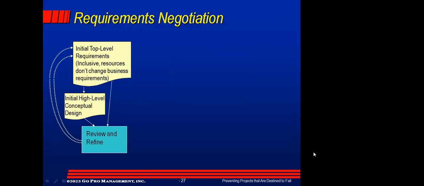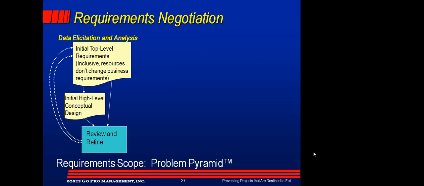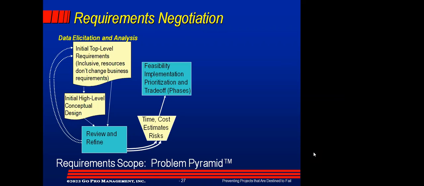Okay. Now, this is an iterative process. We start by identifying top level real business requirements. Data elicitation and analysis is involved. We review and refine them iteratively until we reach agreement that we have accurately defined the requirement scope, box 5 of the problem pyramid. Then, only then, does it make sense to make estimates of what it'll take to satisfy that. Okay. Estimating time, cost, risk. And often then that results in prioritization and trade-off analysis, which ends up identifying one or more implementation projects.